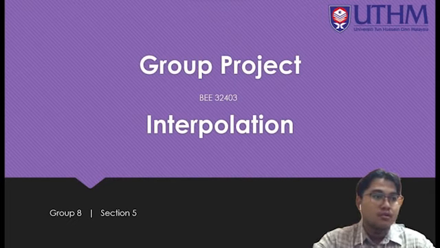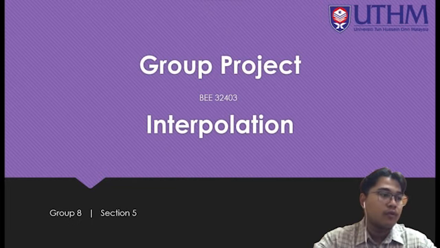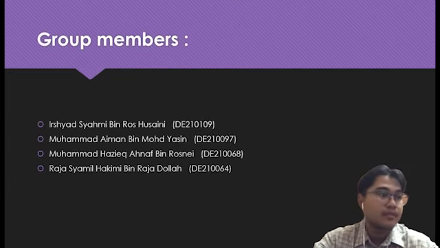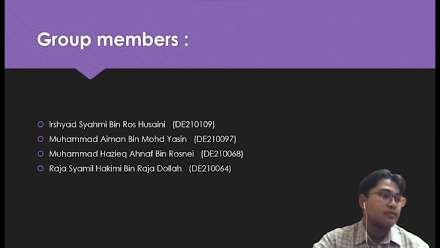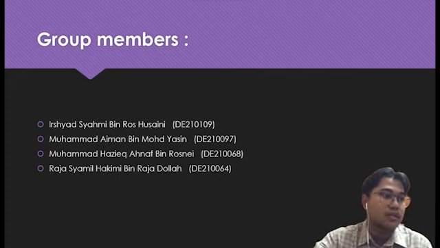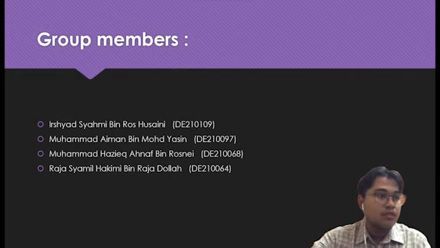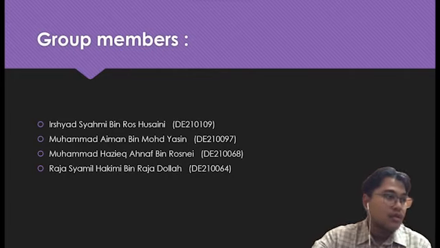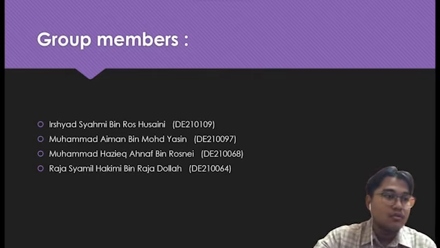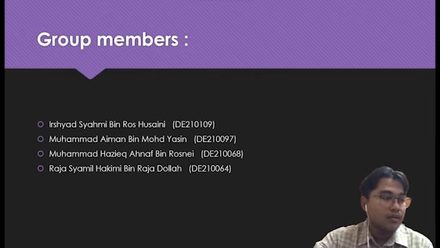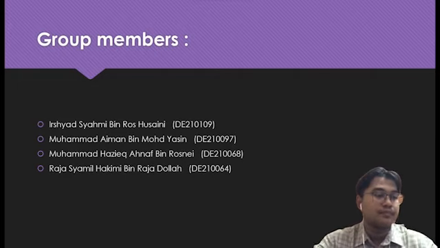So our group will present our group project, and our title is Interpolation. We are from Group 8, Section 5. Okay, these are our group members. First one is me, Syahmi bin Hussein, matric number DE210109, and the second one is Muhammad Aiman bin Muhammad Yasin, DE210097. Then Muhammad Hazieq Ahnaf bin Rosnei, DE210068, and Raja Syamil Hakimi bin Raja Dollah, DE210064.